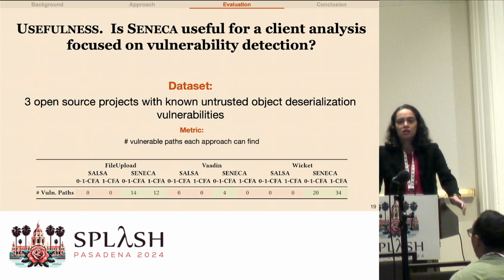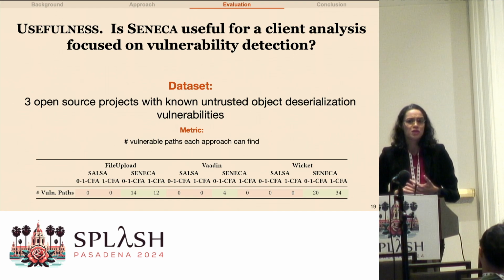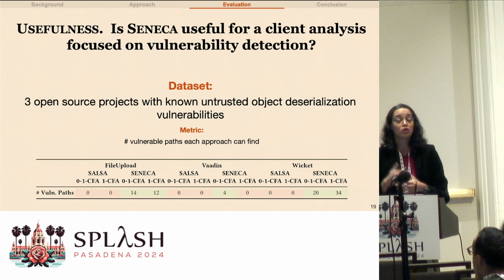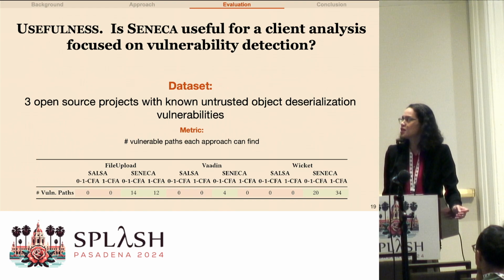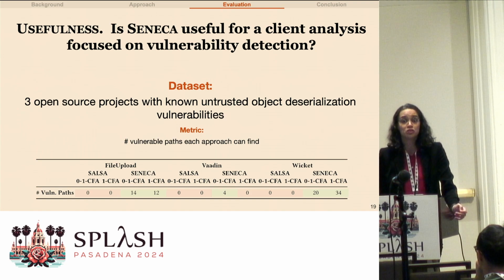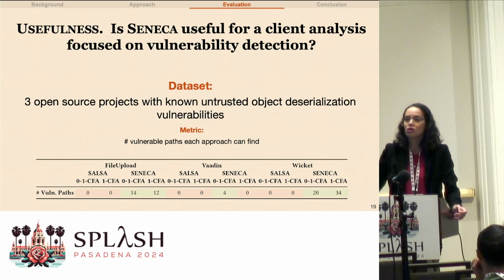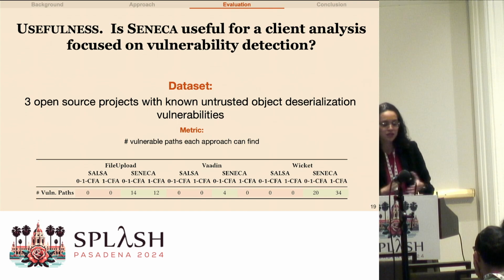And finally, another thing we looked at is whether, now that we have this sound call graph, it would be useful in a client analysis used for vulnerability detection. So what we have done here is that we built a client analysis that tries to find vulnerabilities caused by untrusted object deserialization. We got 3 open source projects that have known deserialization vulnerabilities in them, and then we used our call graphs to see if we can find these vulnerable paths in the program or not.